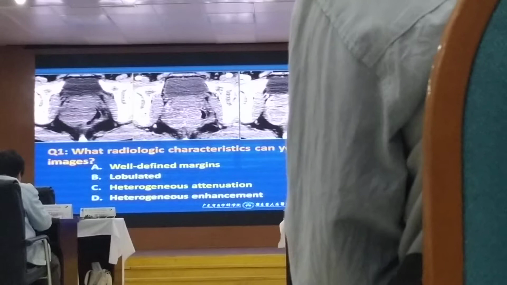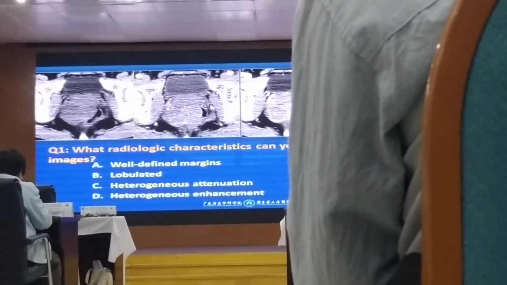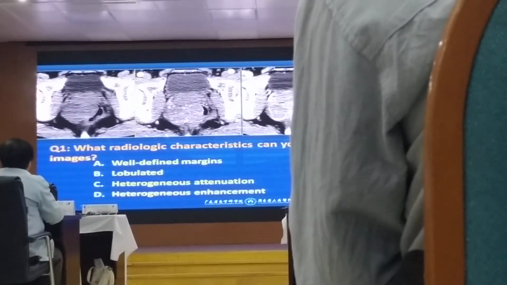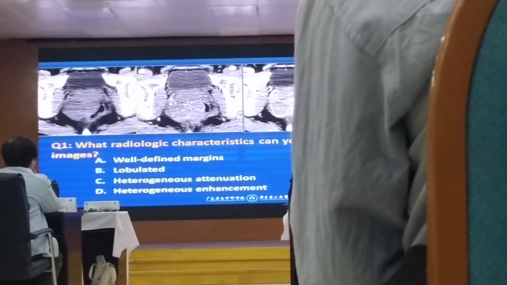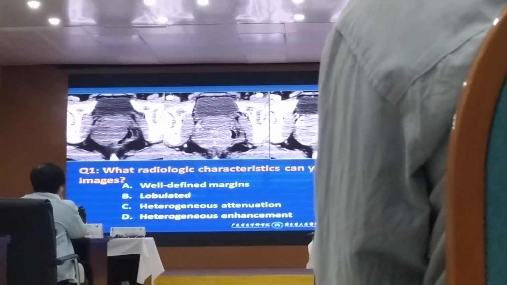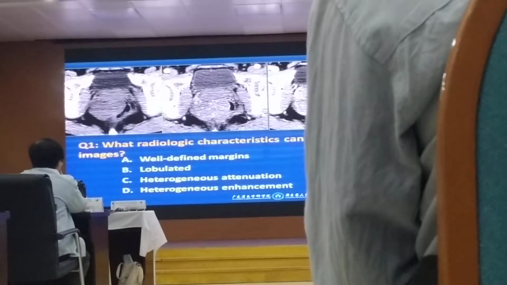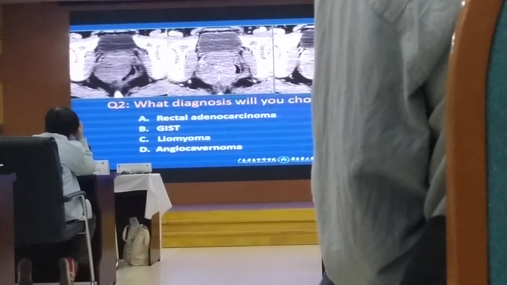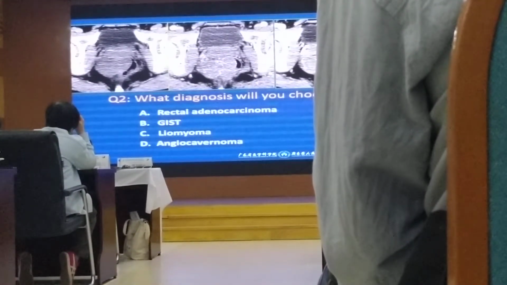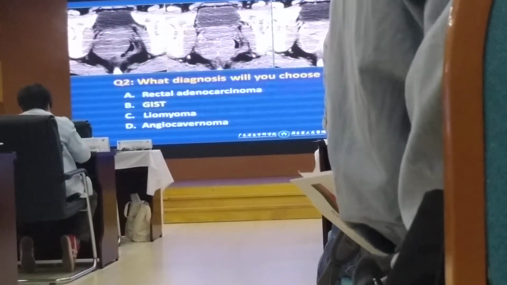We can see a mass in the rectum with well-defined margin and lobulated shape. On pre-contrast CT, this area is hypodense, and it shows slight enhancement on the post-contrast. So all the answers are correct. Question 2: what diagnosis would you choose? The pathological result confirmed after the operation is GIST.